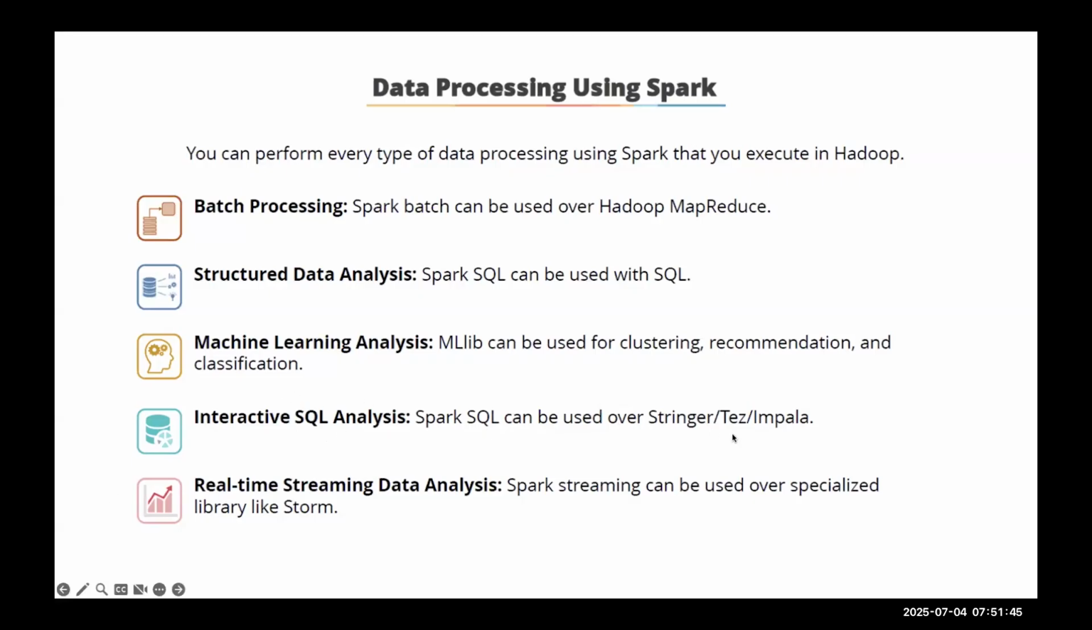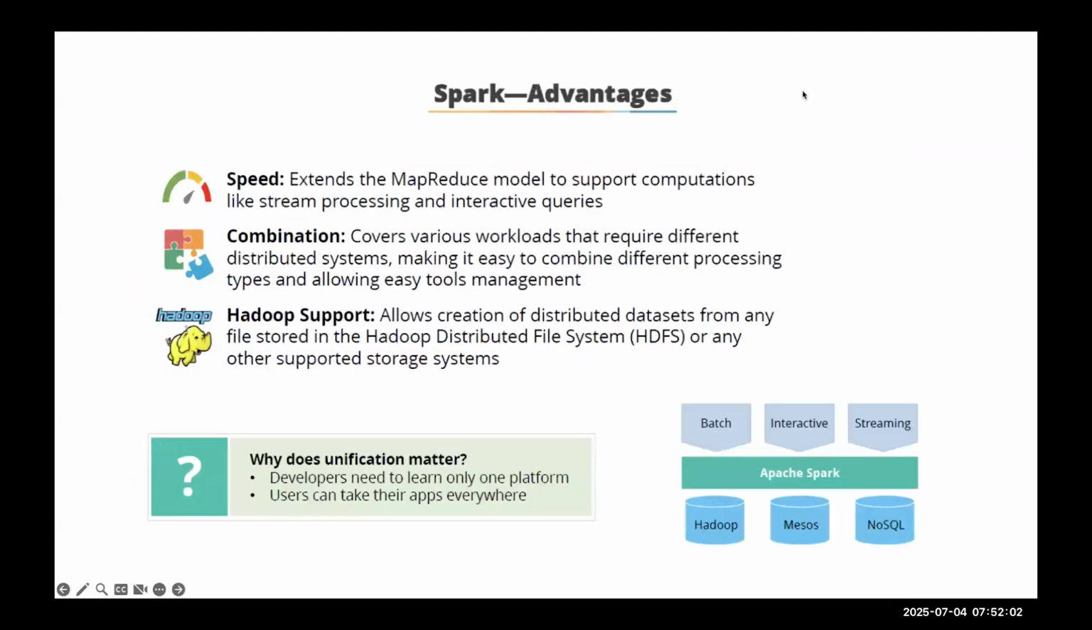Spark SQL, I told you, right? Tez and Impala, we are not reading these. These are actually used on Hadoop. But interactive SQL analysis we can do using Spark SQL on Spark. Real-time streaming data analysis, I told you about this. Speed, I told you, combination.